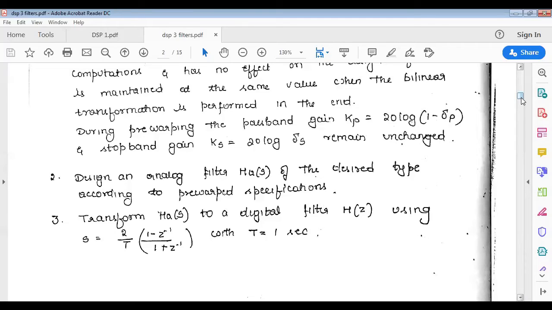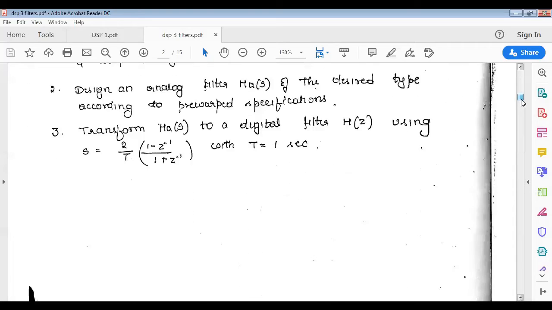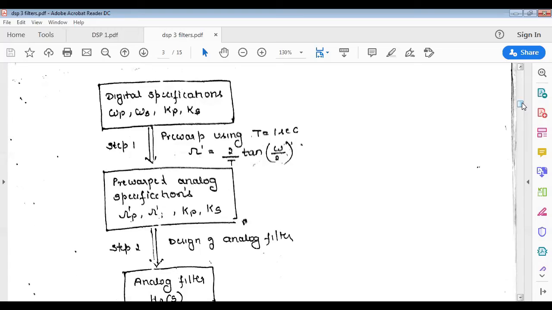These are the simple steps to follow for designing your digital filter. Convert the digital data into analog, which is called pre-warping, then design the analog filter. Once we get the analog filter, we convert it into a digital filter using the formula 2 by T into (1 minus z inverse) divided by (1 plus z inverse). So this is the flow to follow, according to what I've just discussed.